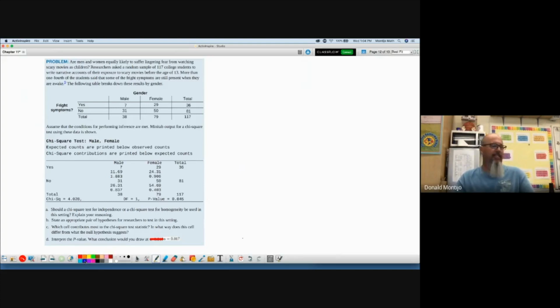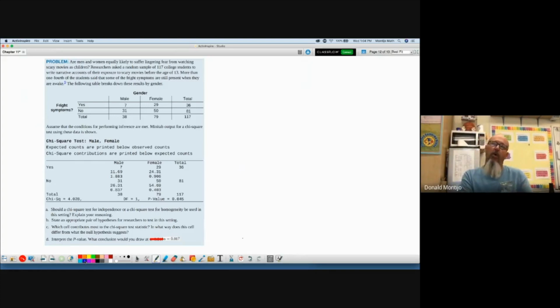So are we testing to see if there's a whole bunch of different populations that all act the same, or are we testing to see if there is a relationship within the same population? So this is a test for independence. The data was produced using a single random sample of college students who were then classified according to 2 variables. So since all of this data came from the same population, we're looking at a test for independence.